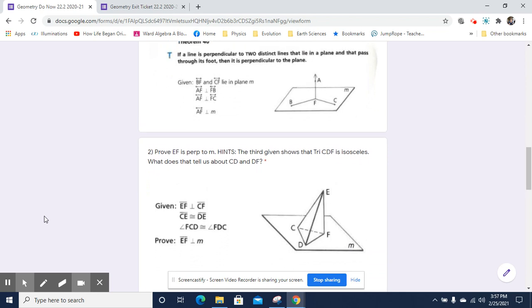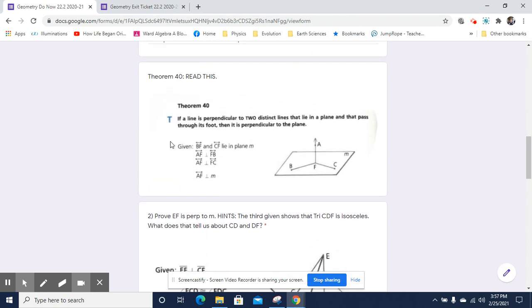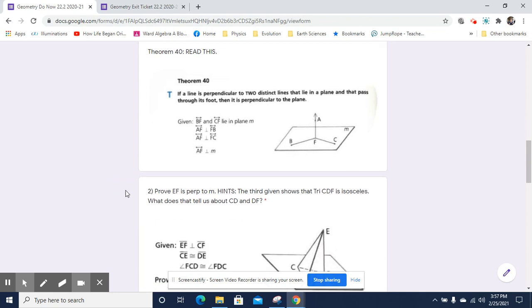Let's look at this next one. We're going to want to remind ourselves of Theorem 40. If a line is perpendicular to two distinct lines that lie in a plane and that pass through its foot, then it is perpendicular to the plane. So if this line is perpendicular to BF and also CF, and BF and CF lie on the plane, then we can establish that AF is perpendicular to plane M.